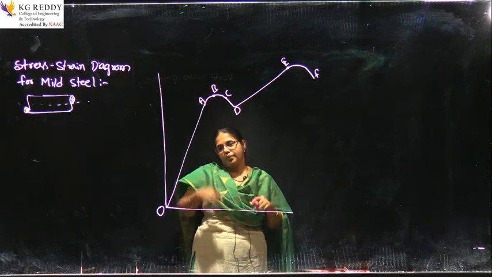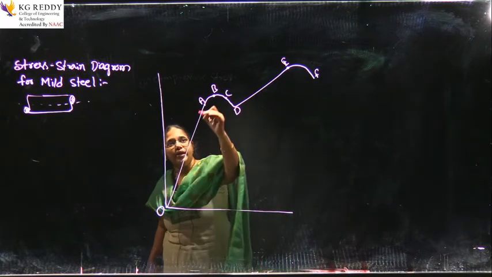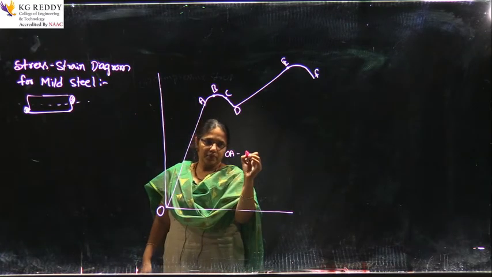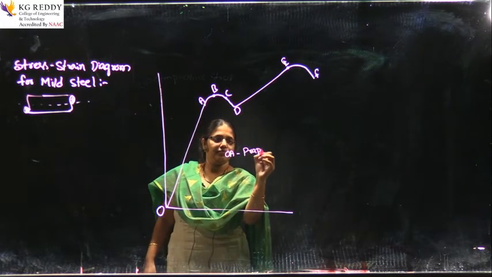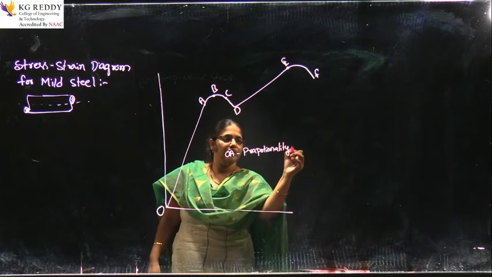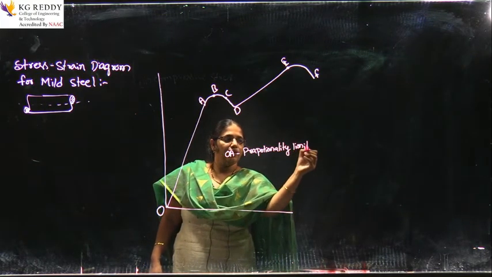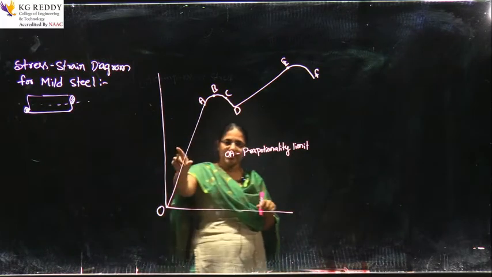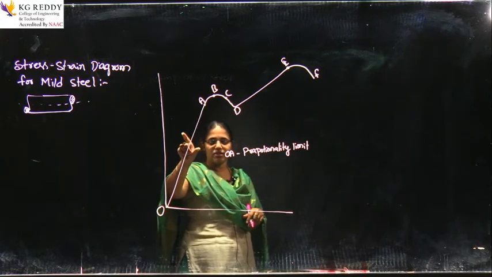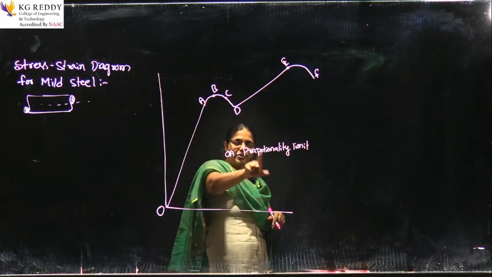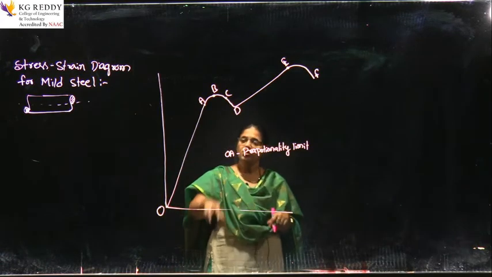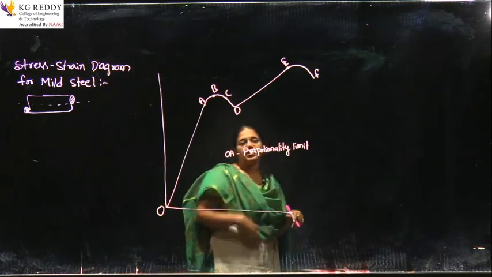What will happen? Here O to A is called the proportionality limit. That means whatever load we are applying, the stress is directly proportional to the strain at this particular stage. Therefore we get a straight line, and there is no change of the material here. That is why we call it the proportionality limit.